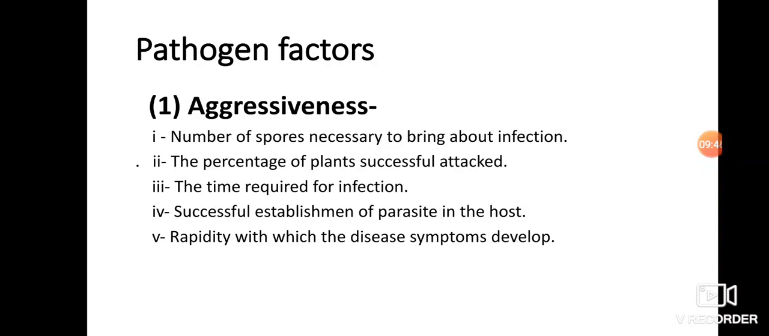The criteria for aggressiveness of the pathogens include the following: number one, number of spores necessary to bring about infection. Second is the percentage of plants successfully attacked. Third is the time required for infection. Fourth, successful establishment of the parasite in the host. And fifth is the rapidity with which the disease symptoms develop.